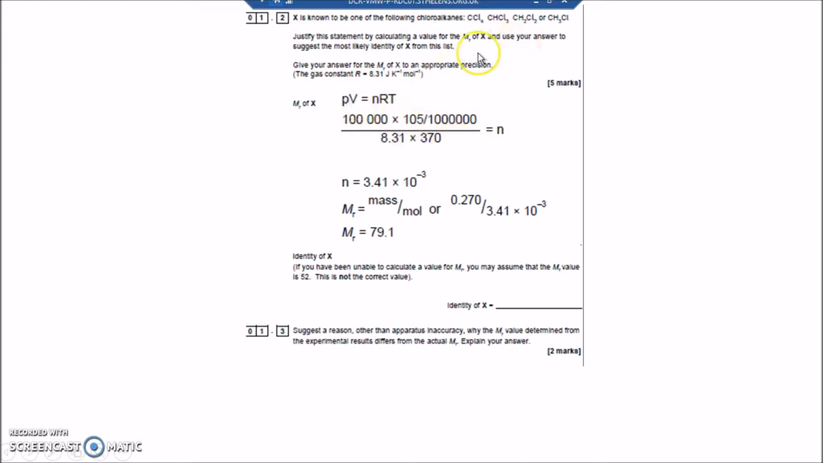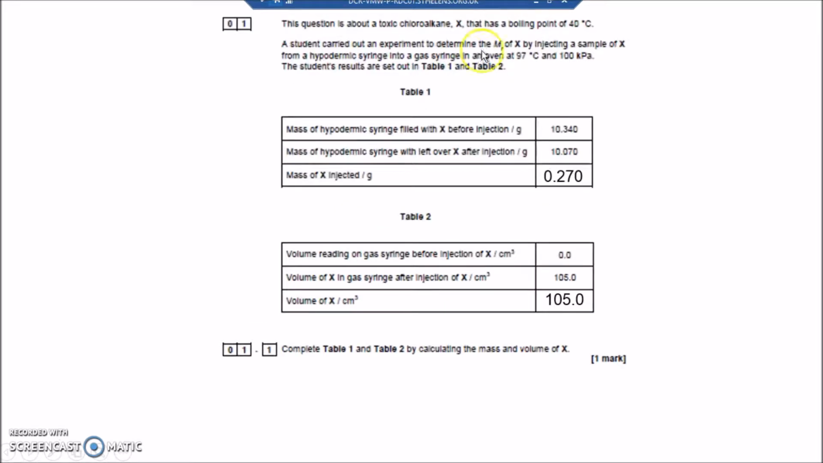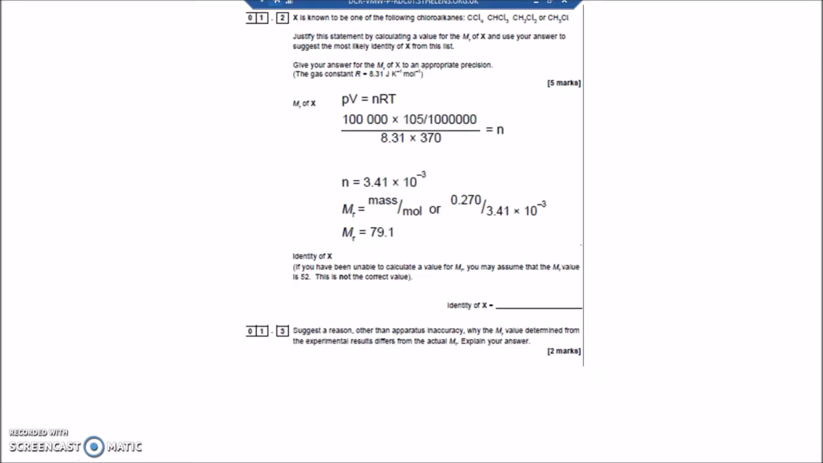Because we're given a pressure of 100 kilopascals, we're given a temperature 97 degrees C, we've got the gas constant, and we've got a volume as well. So we've got everything we need apart from n. So we're going to work out n. I could rearrange, so n would be PV divided by RT.